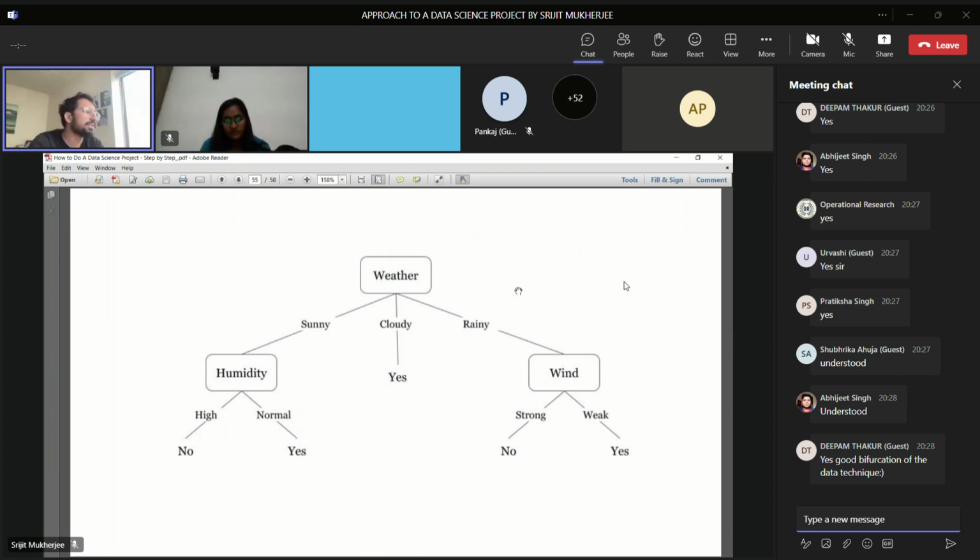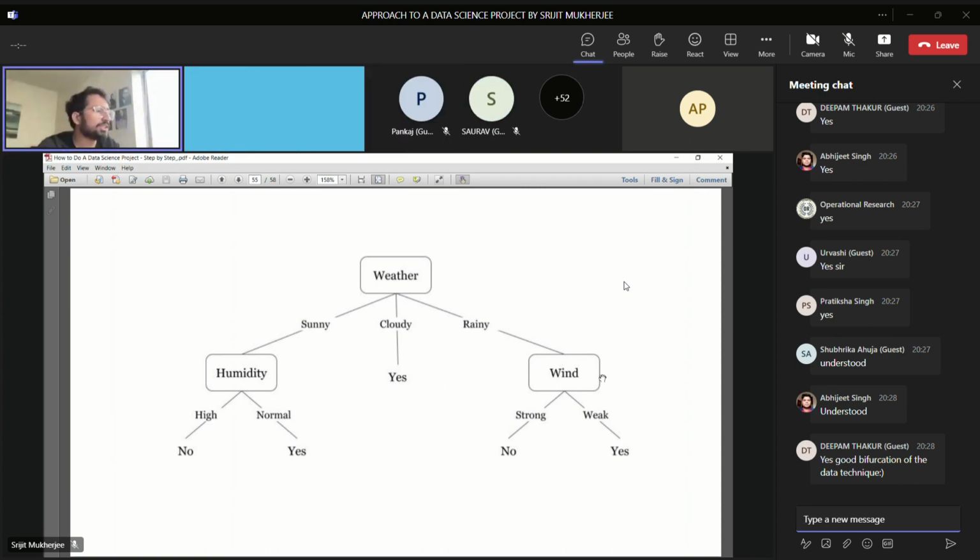When the weather is sunny but it's too humid, probably you will not play, but if it's normal, then you will play. If the weather is rainy but there is too strong a wind, probably you will not play, but if it's very weak rain, you will probably play football. It's talking about football. So this is a decision tree.